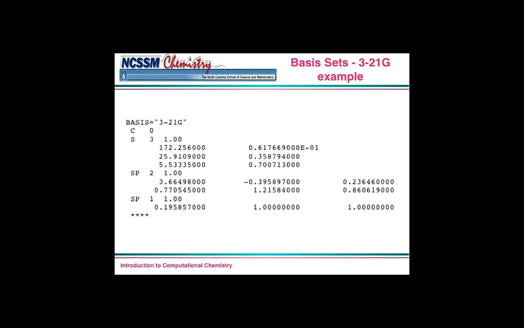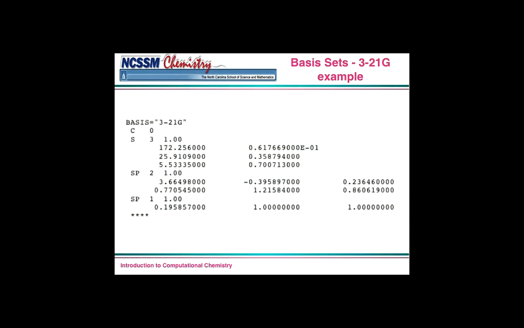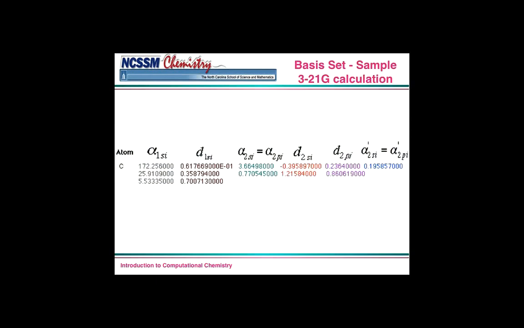So what you've got to be able to do, and this is nasty, okay, is think about how all these numbers play out. Looking at this, you've got your alpha values, the alpha value for the 1s, your D values for the 1s, and the D values here are the same as the contraction coefficients. You've got your alpha 2s and your D2s. So this is how these numbers play out.